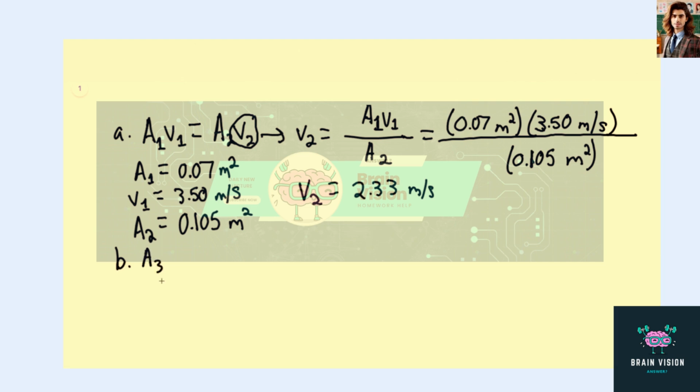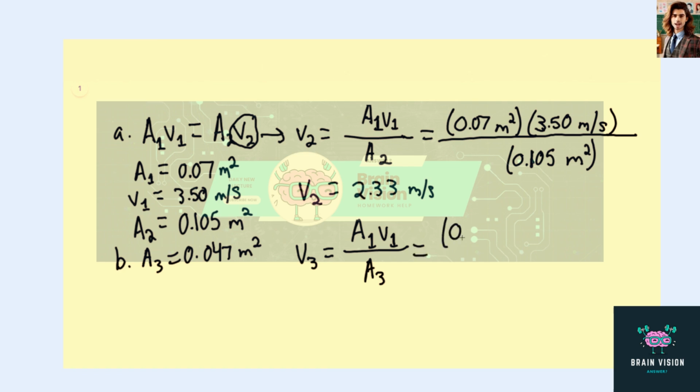Now, part B is asking the exact same thing, except that the cross-sectional area, A3 we'll call it, is going to actually be 0.047 meters squared. So here, the cross-sectional area is actually decreasing. Again, we're going to use this equation, and we have that velocity in the third section is going to be equal to the cross-sectional area of the first section times the velocity of the liquid in the first section divided by the cross-sectional area of the third section.